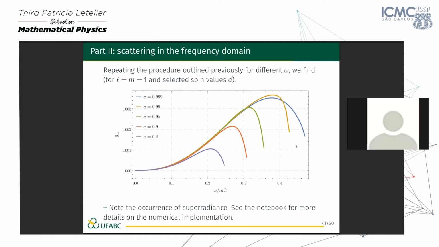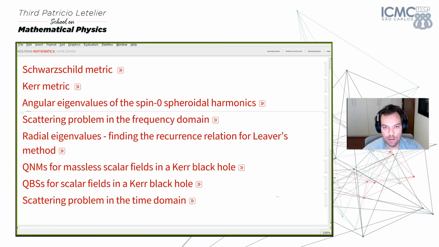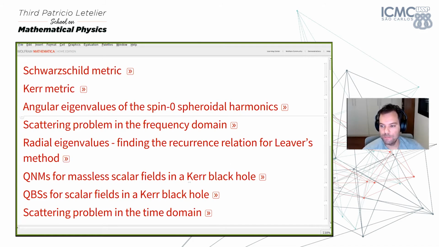So that's it. I guess you can see my notebook now. Let me know if you can't. All of those things I was talking about yesterday, on Monday and Tuesday, are here in this notebook. The first two parts are the basics of the Schwarzschild and the Kerr metric, separation of variables, and so on for the scalar wave.